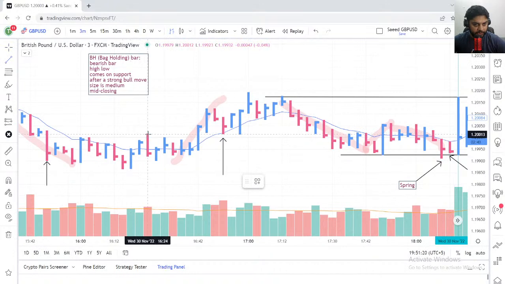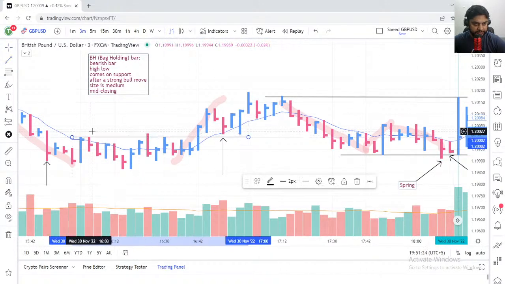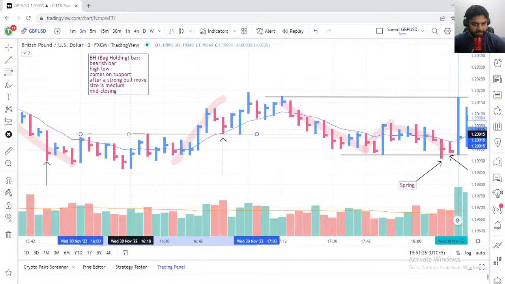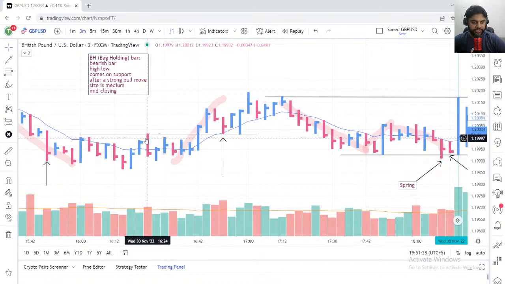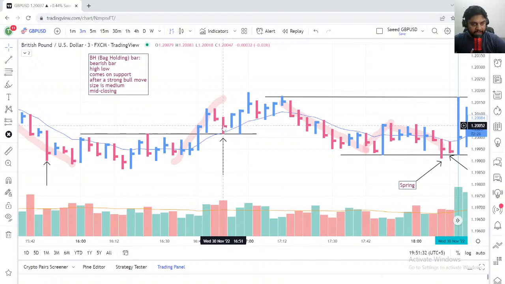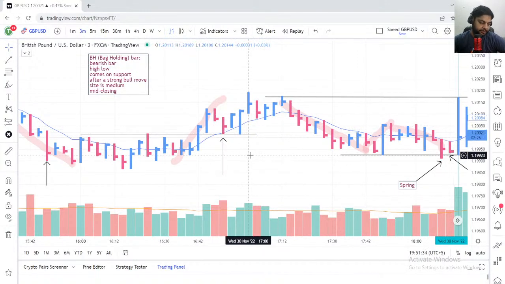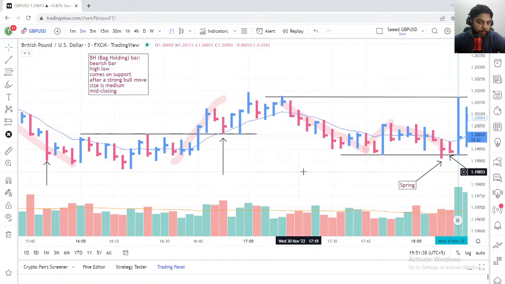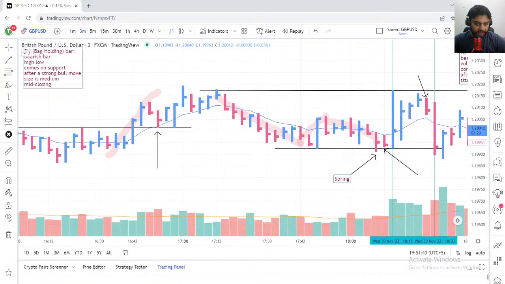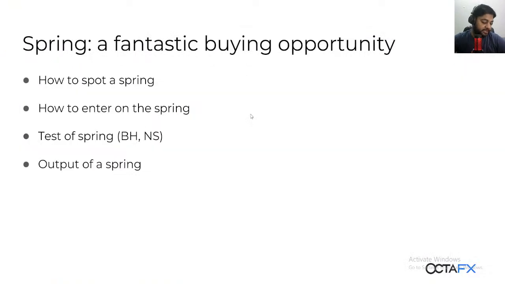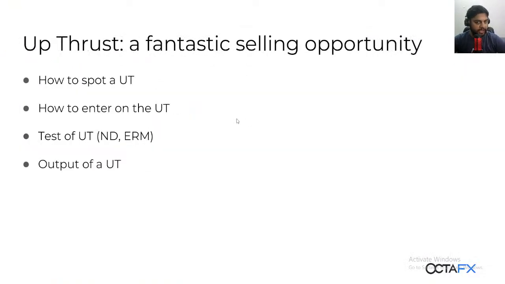Now where is the support? Remember, there is a resistance on these bars. Okay, you can put it like this as well. So there is this resistance which is turned into support. You can also buy over here. It's a bullish bar. It's actually a bearish bar, but you will buy over here because it's a bag holding bar. And bag holding and no supply, these both are the tests of spring. So you can buy on either of these two bars.